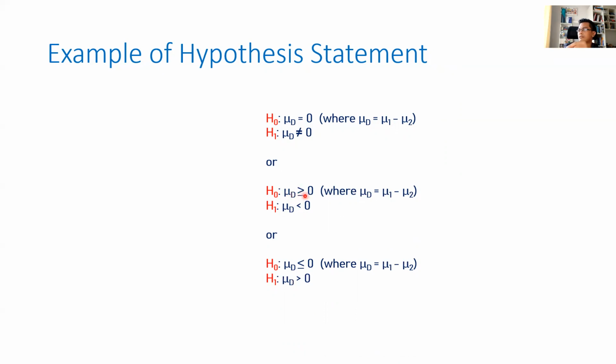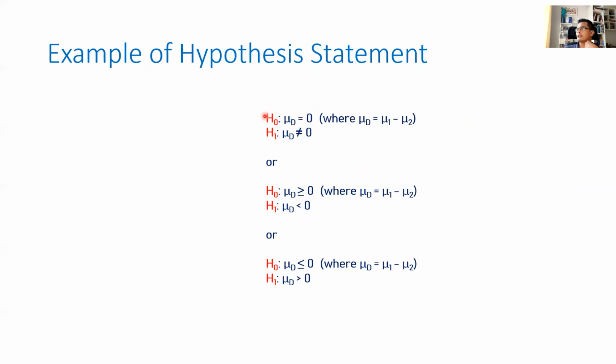Here, mu d larger than 0 or mu d lower than 0. If we compare it with the case of the two sample test for independent populations, then the hypothesis statement will be mu1 equal mu2, or mu1 is larger than mu2, or mu1 is smaller than mu2. But here in a related context, the statement is more into the difference. That's why we state it like this.